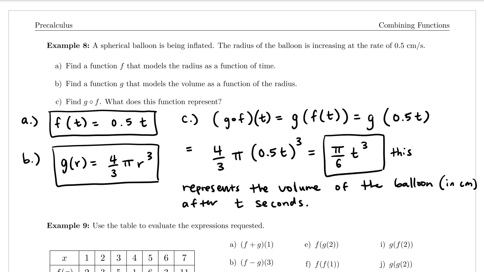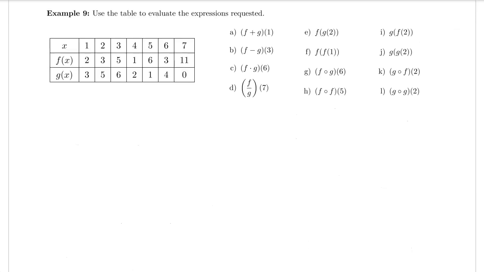And that concludes example 8. Example 9 says use the table to evaluate the expressions requested. In part A, we have f plus g of 1. And using the definition that we saw at the beginning of this video, or the previous part of this video, we could rewrite this as f of 1 plus g of 1.